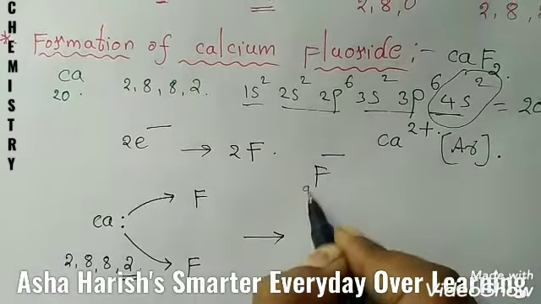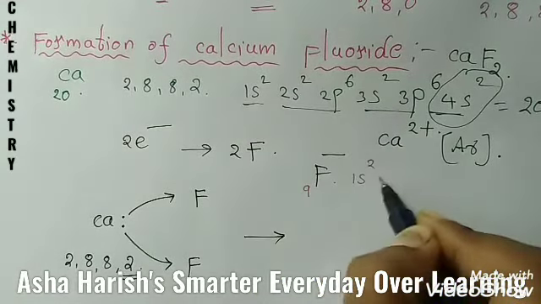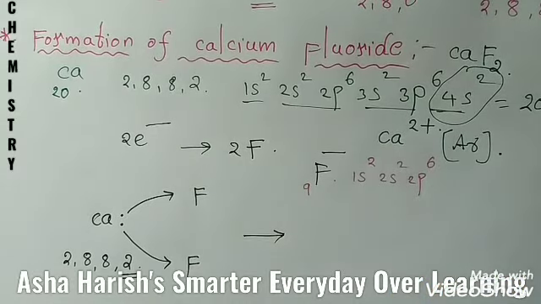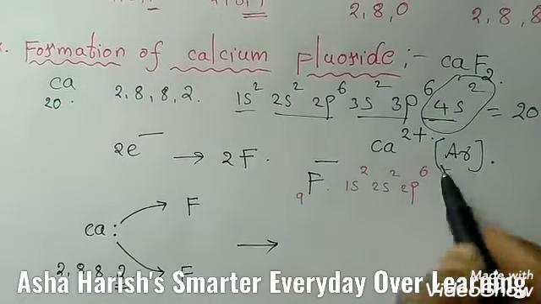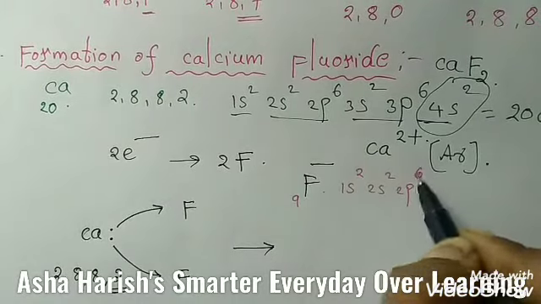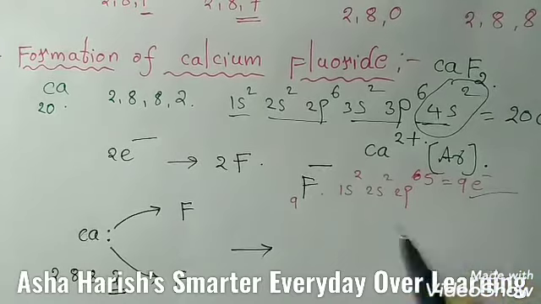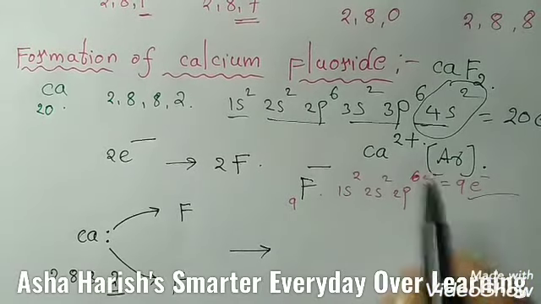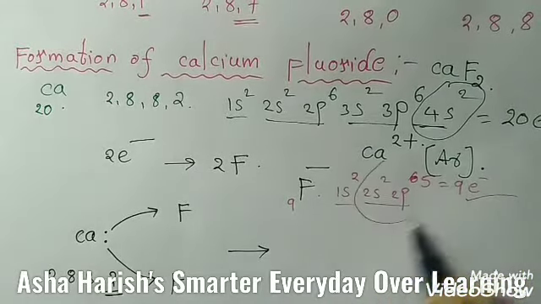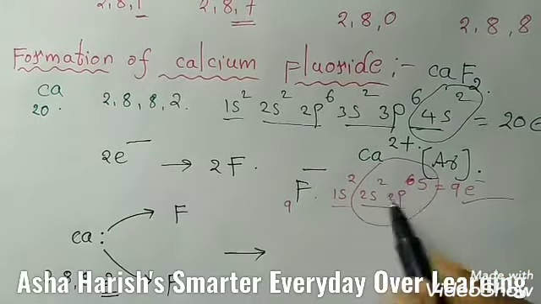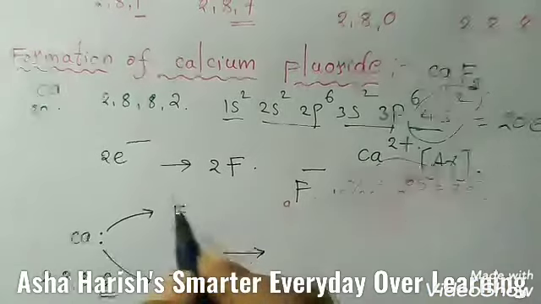Fluorine atomic number 9 and its electronic configuration is 1s2, 2s2, 2p6. Sorry, we got 10 here, but if we take 2p5, then there are 9 electrons, so it is correct. 1s2, 2s2, 2p5. These 7 electrons are the valence electrons of fluorine. These 7 electrons we should represent here.